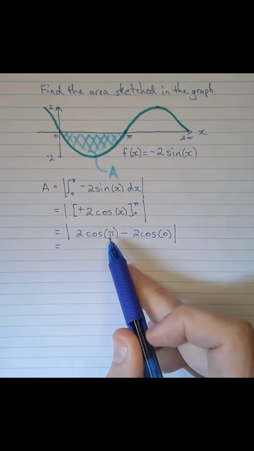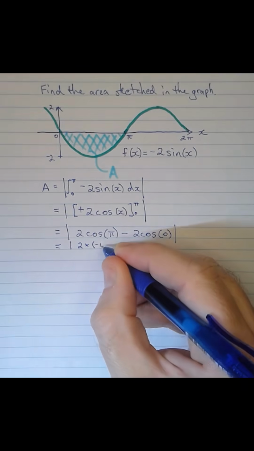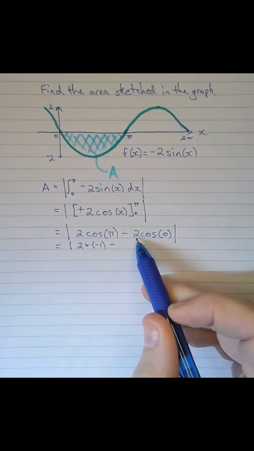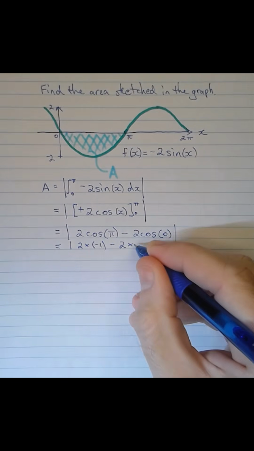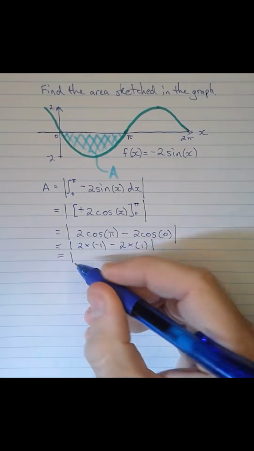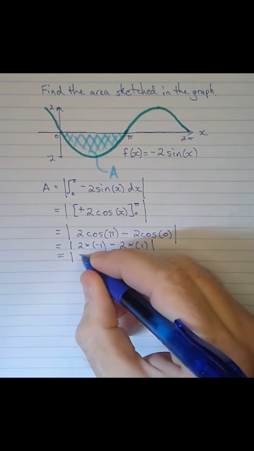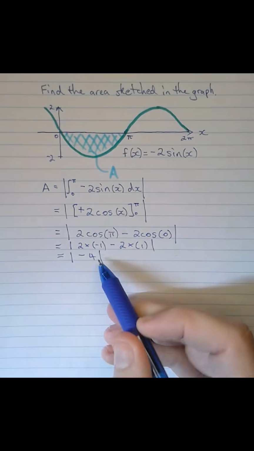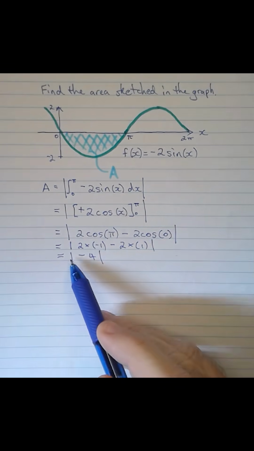Okay, well, cos of pi, that's just going to be -1. So we'll have 2 multiplied by -1, take away 2 multiplied by cos of 0, and cos of 0 is 1. Cleaning all of that up, you have the absolute value of -2, take away another 2, which is -4. And you can see that the integral that we started off with has ended up with a negative value.